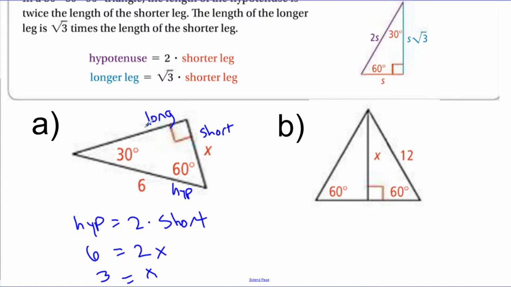We could also find the long leg in this case. If the short leg is 3, the long leg would be 3 square root of 3, right? So there's kind of another expansion on that same rule. This next one is the trickier of the two problems.